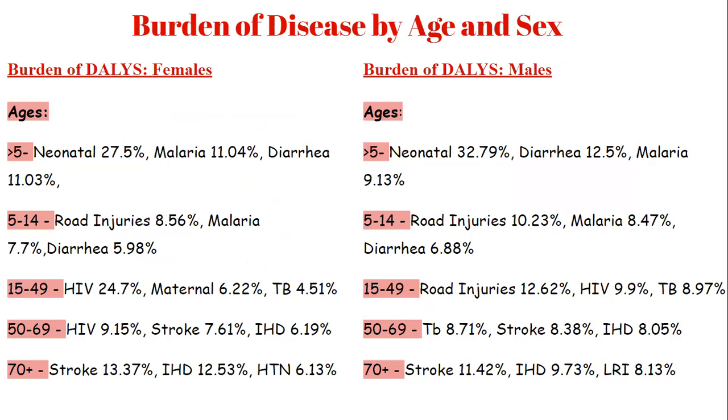So here we have broken down the burden of DALYs by age and sex. For females, the top 3 diseases for each age group are neonatal disorders, malaria, diarrhea, road injuries, HIV, maternal disorders, tuberculosis, stroke, ischemic heart disease, and hypertensive heart disease. When comparing females and males throughout each age group, most of the top 3 diseases were the same, except for ages 15 to 49, 50 to 69, and 70 and up.